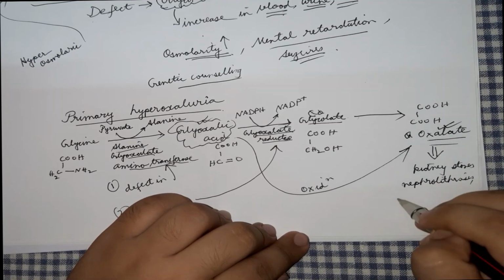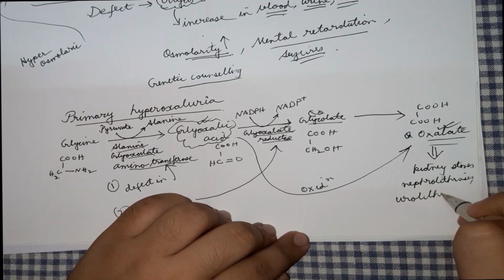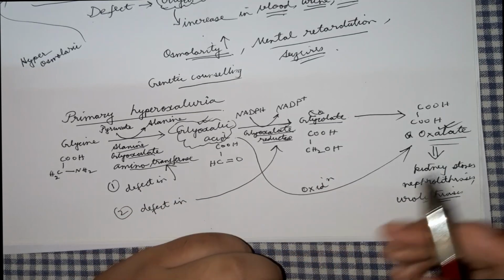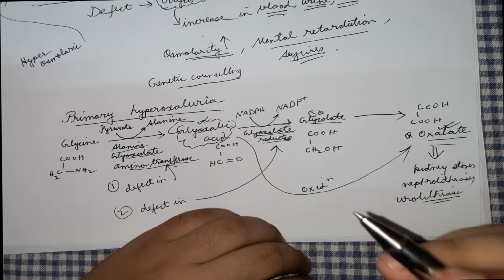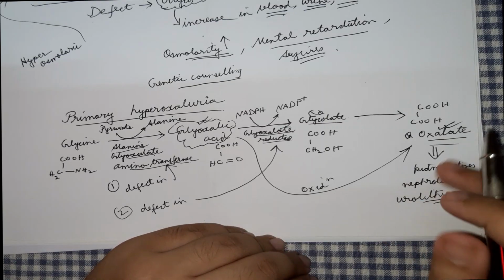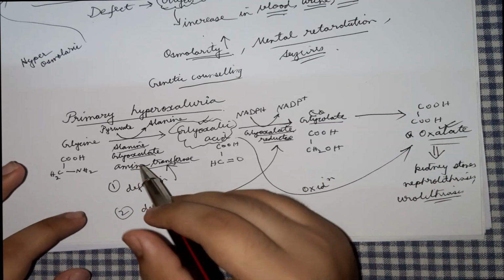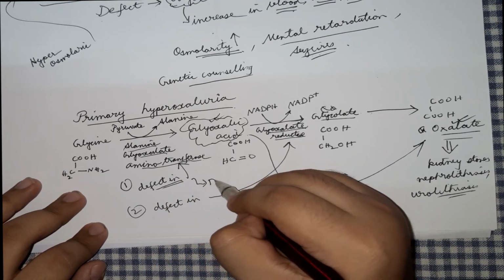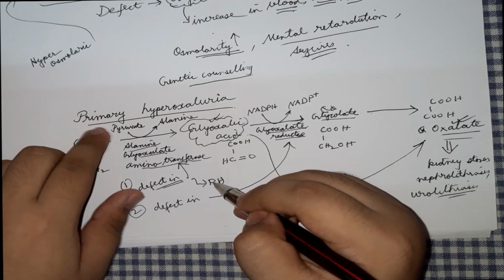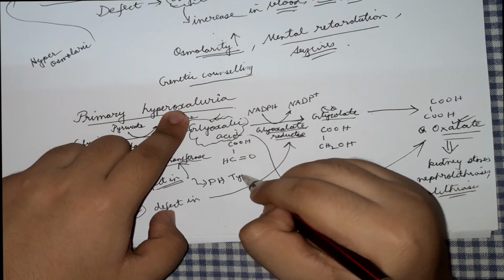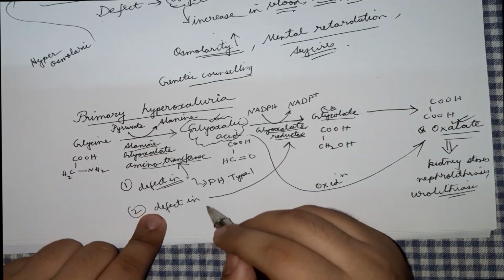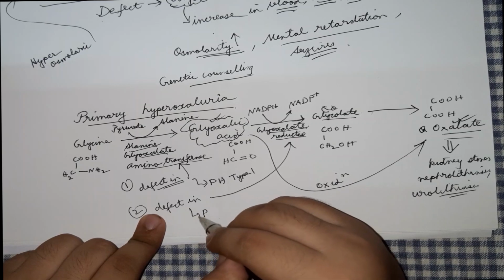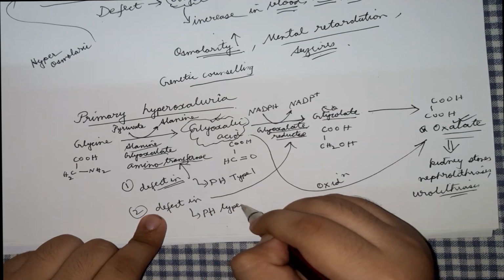Nephrolithiasis and also urolithiasis, right? So kidney stone, this is a very common thing that we hear. This is due to accumulation of oxalate stones in the kidneys, right? That is due to this. Now, if it is due to defect in this enzyme, we say it is primary hyperoxaluria type 1. But if it is defect in glyoxalate reductase enzyme, we say it is primary hyperoxaluria type 2.